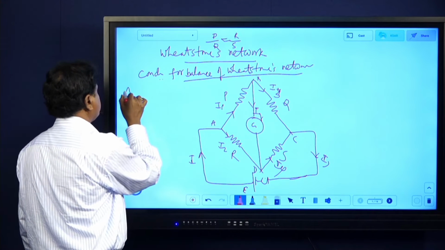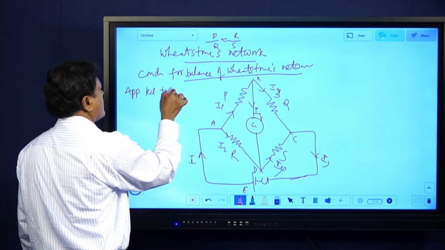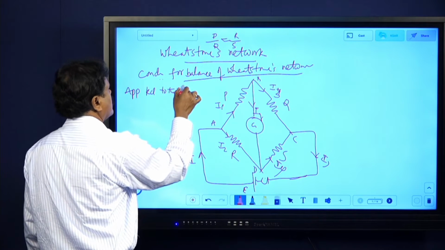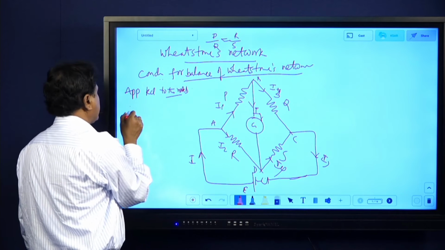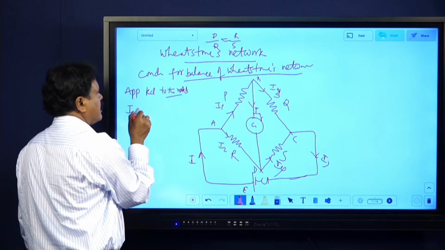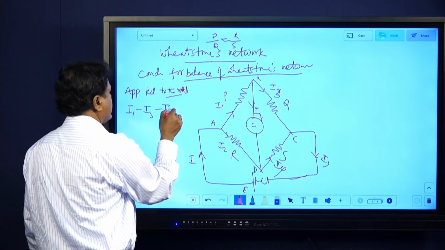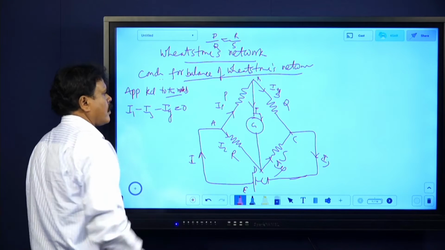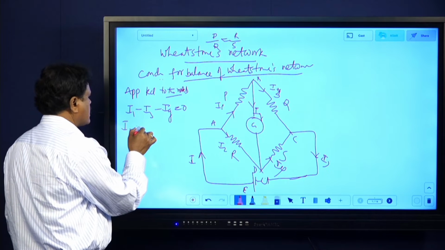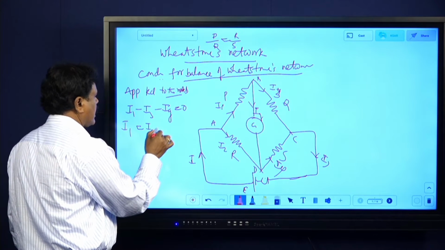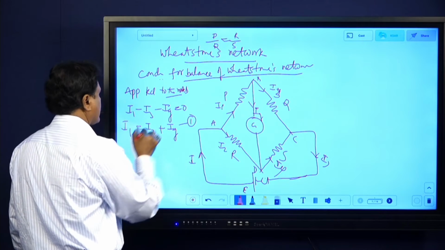Applying KCL to the node B: I1 is entering, I3 is leaving, minus I3, minus IG equals 0. Can I write like I1 equals I3 plus IG? This I will call equation 1.